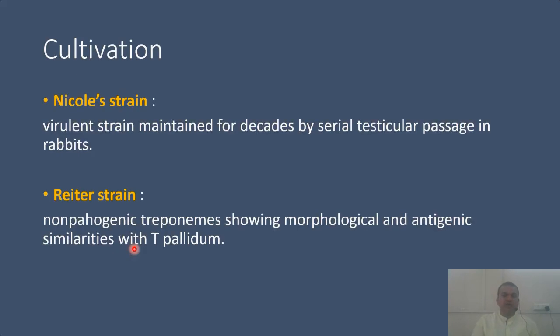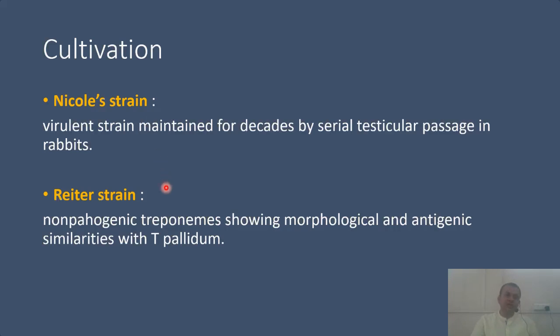In cultivation, they cannot be cultivated in artificial media, but they can be cultivated in animals. There are two strains. First is the Nichols strain, a highly pathogenic and highly virulent strain, cultivated in serial testicular passages in rabbits. It was isolated from a severe tertiary syphilis patient in 1912, and from 1912 till date, its serial testicular passages in rabbits are maintained. It is known as the Nichols strain, a highly virulent strain.